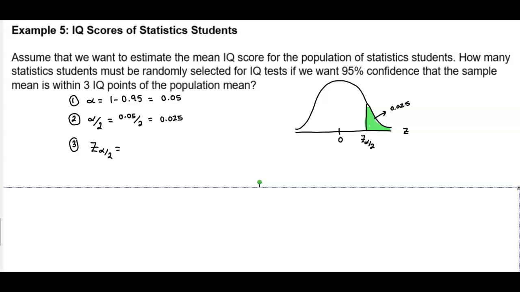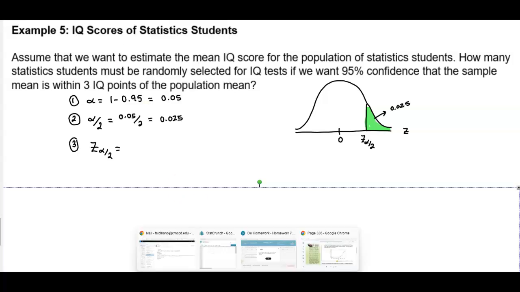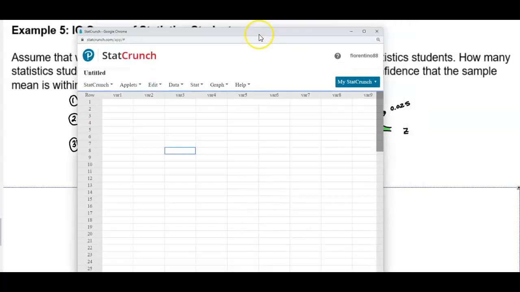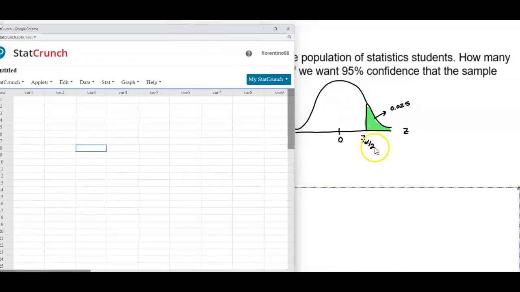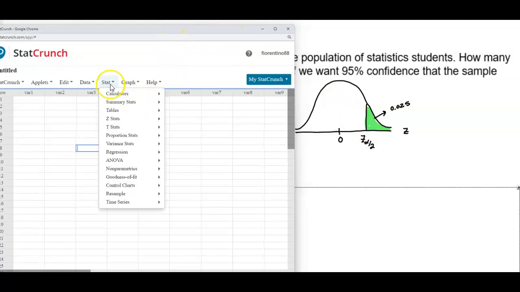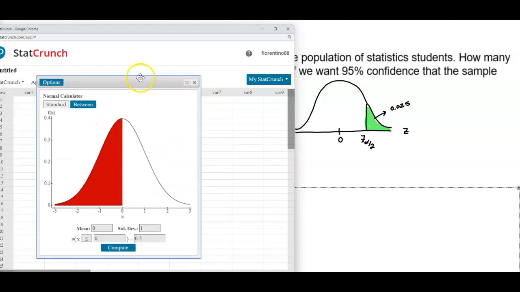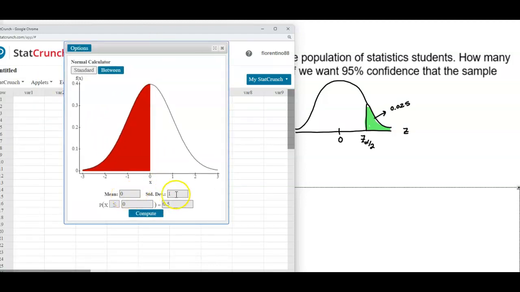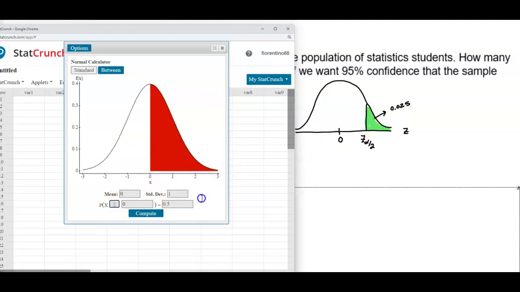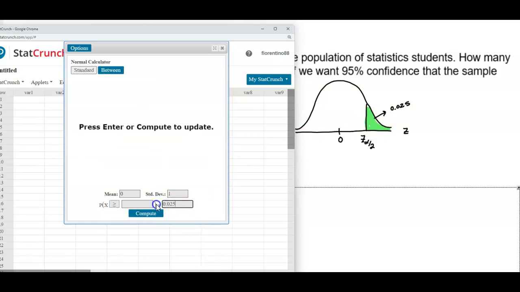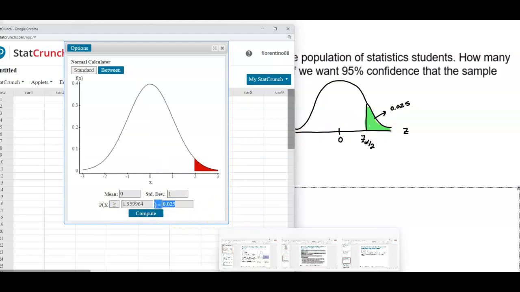Okay, so if we use StatCrunch, we're going to open up StatCrunch. Now again, since we're looking for the critical z value for the sample size, we're going to go to Stat, go to Calculators, and then scroll down to Normal Distribution, because that's the z. And then we want to make sure our mean is 0, our standard deviation is 1. And so the area is to the right, so we want to change this to be greater than or equal to. And then we're going to put in the area of 0.025. And that's going to give us our critical value.